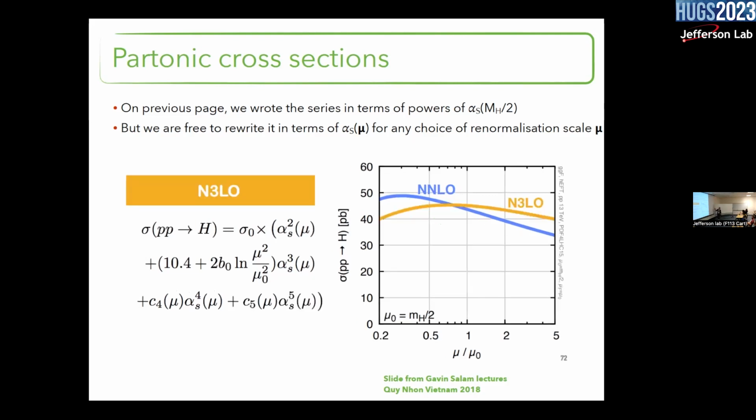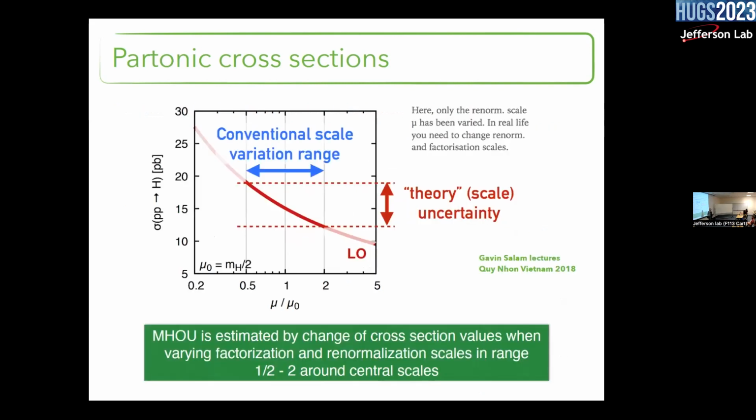We start reaching convergence only at next cube leading order. So finally, it's only when you go to the third order, so alpha s to the fifth in your tree-level cross-section, that you reach a good perturbative convergence. What we learned from here is that the missing higher order uncertainty is estimated by the change of the cross-section value when we vary the renormalization scale by a factor of 2.